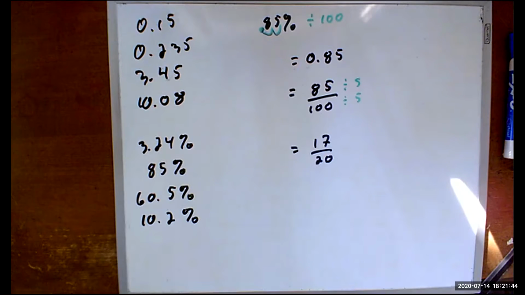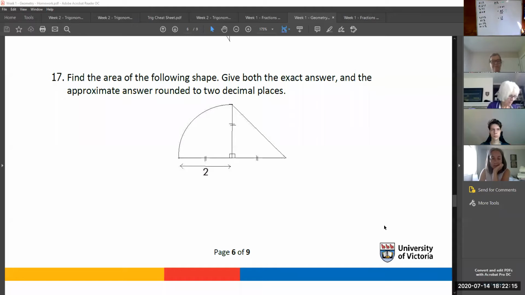From the geometry homework, we're looking at questions 17 and 18. The last 2 questions, yes. Okay, so let me show this to everybody to start. Find the area of the following shape. Give both the exact answer and the approximate answer rounded to 2 decimal places.